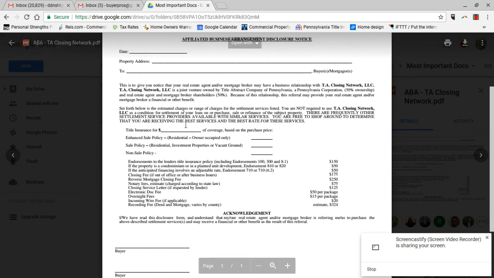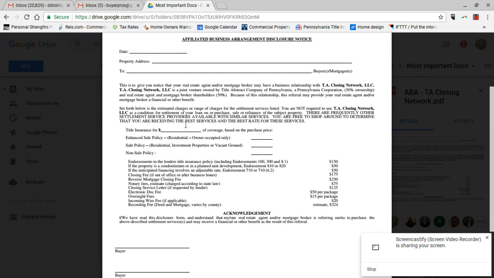So this one, TA Title will not process one of our files until this is in, because we do have ownership in TA Title. The funds that we get from our ownership here, so the profit that we make out of TA Title, is what helps offset our cost for team leads and the leads that we generate. So that's why we'd like to refer business to TA Title as much as we possibly can. Not only that, but they do a pretty outstanding job in closing a deal.